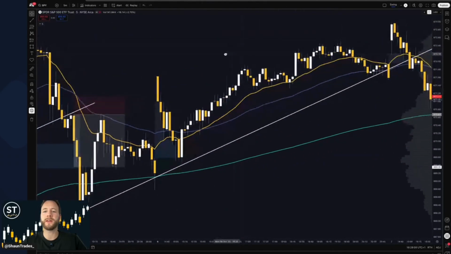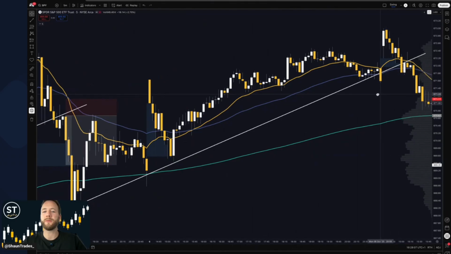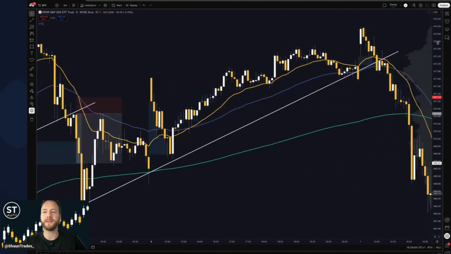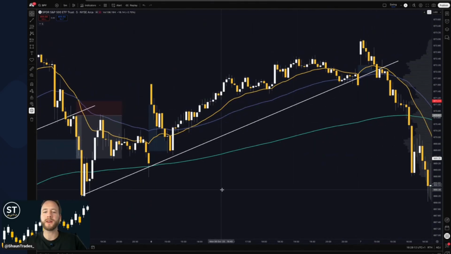Let's move on over to the next trade. It's a similar setup, but you can see here it's played out over multiple days. Rather than just one day's price action, we've got multiple days here.